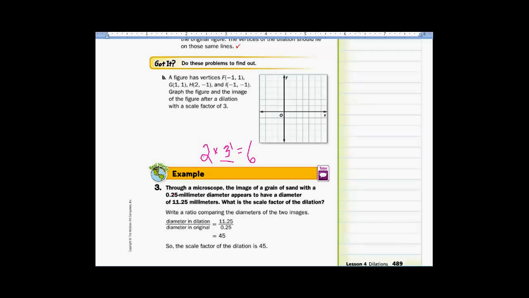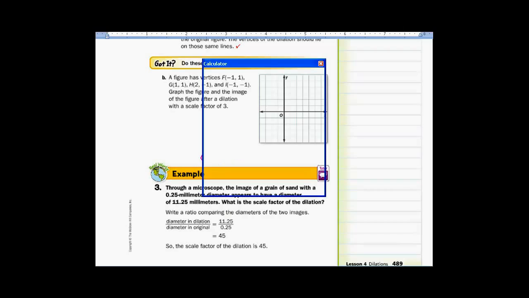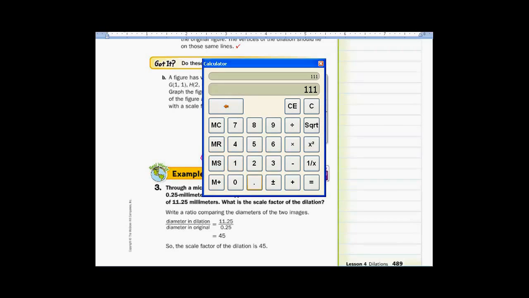So how many sets of 0.25 can I get in there? Well, I'm just going to have to get out my calculator. 11.25. And, whoa, that's not my number. 11.25 divided by, I want to know how many sets of 0.25. 45. So that would be like a 45 magnification lens. 45 times bigger. That's what we're talking about.